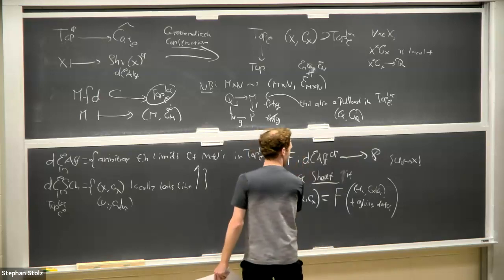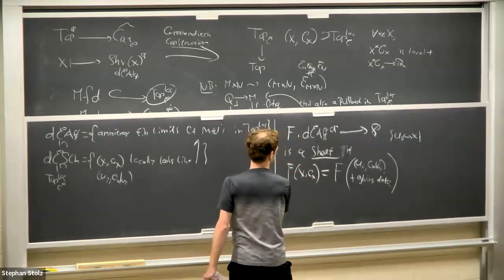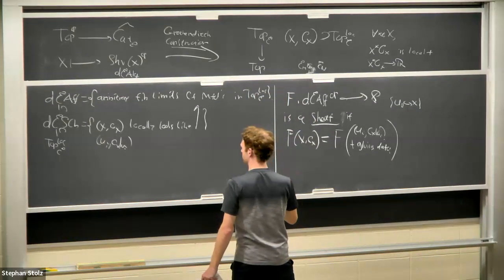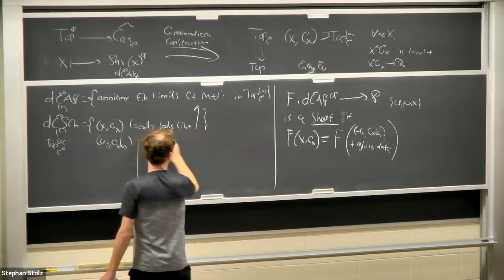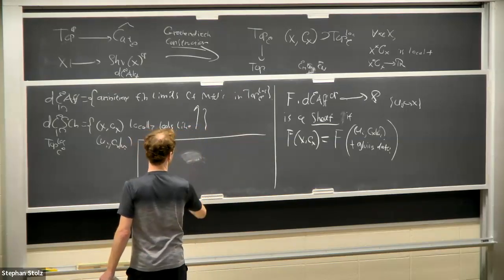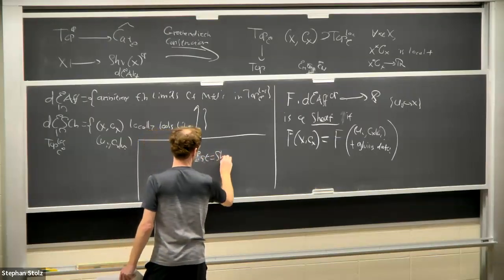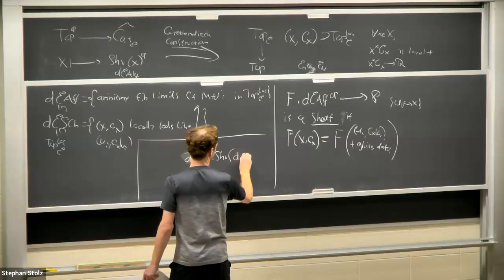This gives me a very large infinity category of sheaves. We call this derived C-infinity stacks. That's sheaves on affines.